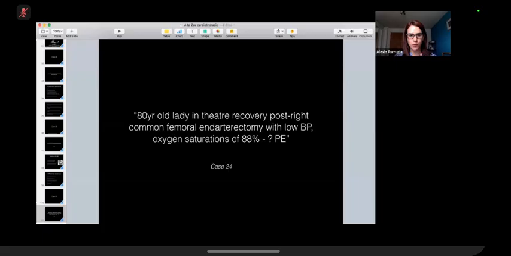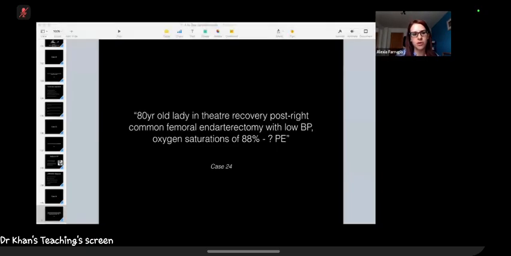So we'll start with this one. She's an 80-year-old lady who's in theatre recovery after having a right common femoral endarterectomy. And suddenly she developed a low blood pressure, oxygen saturations of 88%. So the clinicians were worried about a PE in this lady.